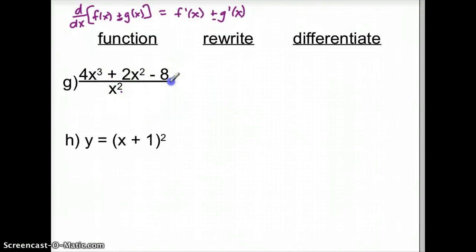So if it's easy to rewrite it, just rewrite it. So break this up so that it's not a quotient anymore. Break it up. Each piece gets the denominator. This is different than a multiplication problem, so with addition and subtraction, each piece gets the denominator. And we'll rewrite it one more time. x cubed over x squared is just x, so 4x. And then the x squareds cancel here.